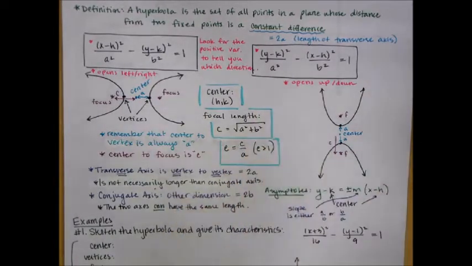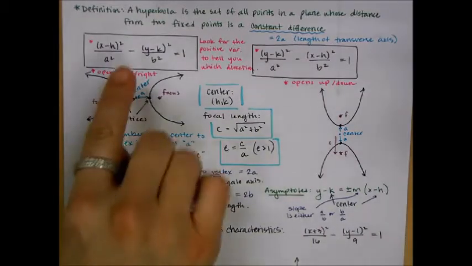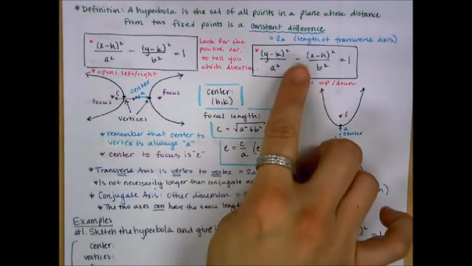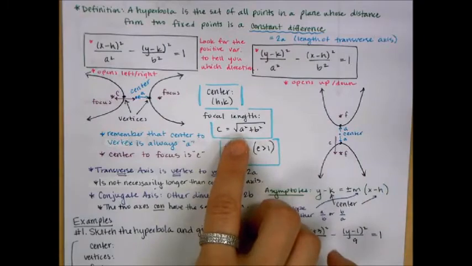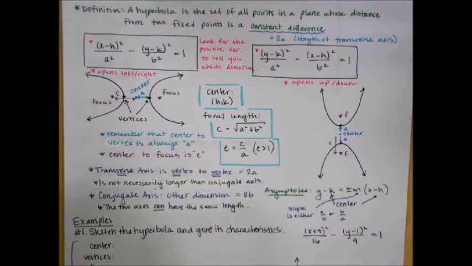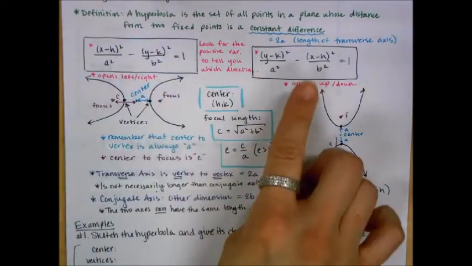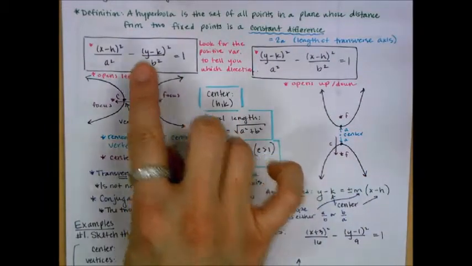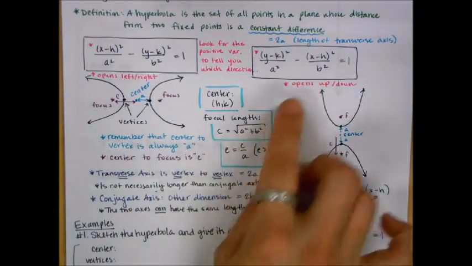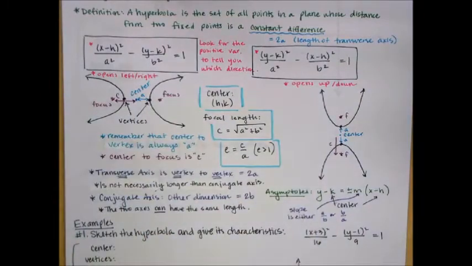So keep in mind that with the ellipses, there's a plus sign here in their equations. And with their focal length C, you end up subtracting the values. When it comes to hyperbolas, there's a minus sign in our equations, and we'll want to add. So I tend to remember it that way, just switching them around.